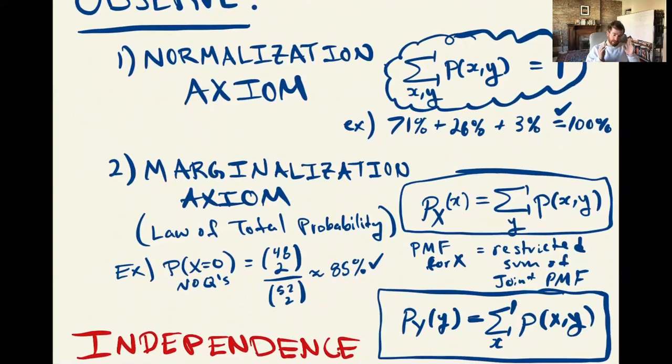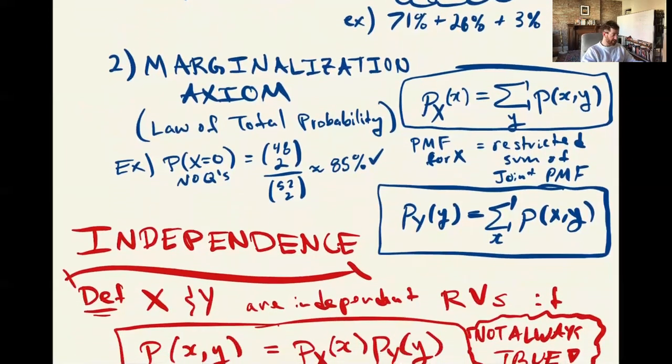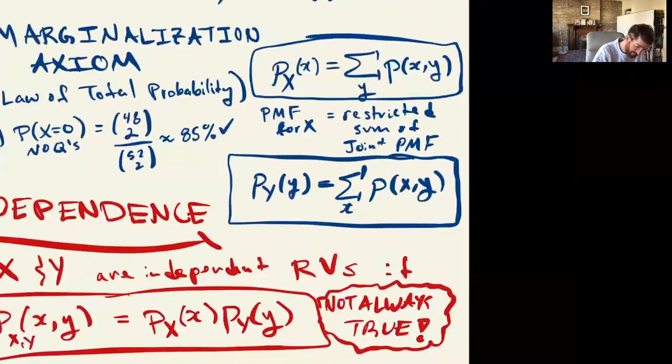All right, so again, 3 big concepts so far: we have the normalization axiom for joint PMFs, the marginalization axiom, and now our definition of independence. You could generalize this definition to, let's say, 3 random variables. But you might ask, what is such a setting where we have 3 random variables? That motivates the next example.